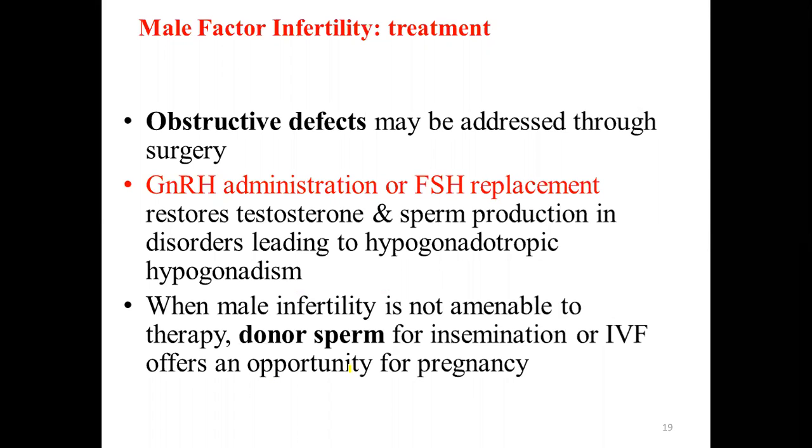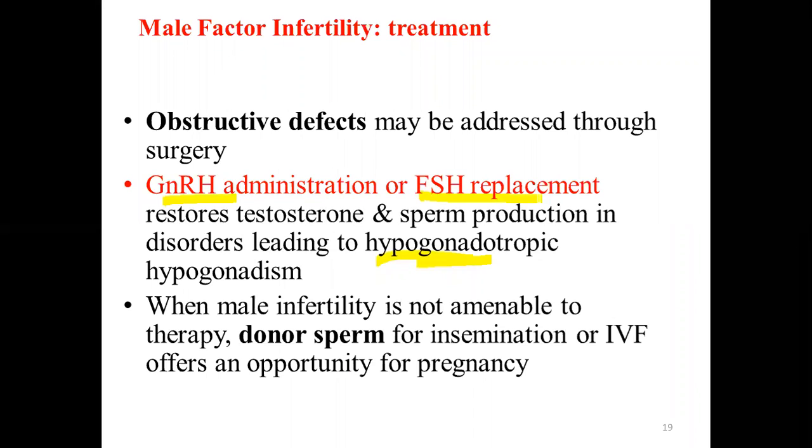Then in case of hypogonadism, like if the person has hypogonadotropic hypogonadism, that is when you are going to consider gonadotropin releasing hormone administration or follicle stimulating hormone replacement. This can restore testosterone production, and when we have a sufficient quantity of testosterone in the serum, it can promote spermatogenesis. In such a way, it can restore fertility.